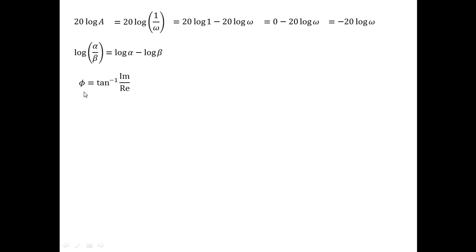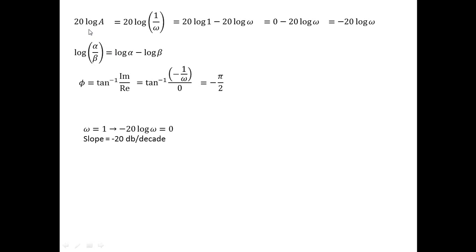Similarly, if I want to calculate the phase angle or phase shift of this transfer function, I have phi equal to tangent inverse of imaginary part over real part. By substituting the values for the imaginary and real parts, I have the tangent inverse of minus 1 over omega over 0. As we know, minus 1 over omega over 0 is minus infinity. So tangent inverse of minus infinity is minus pi over 2.